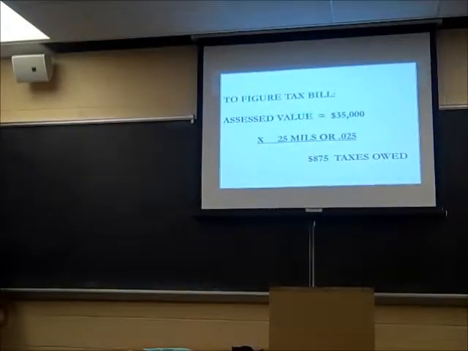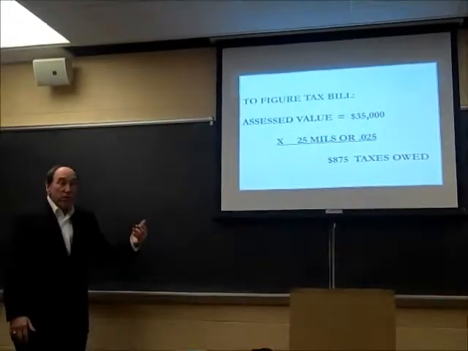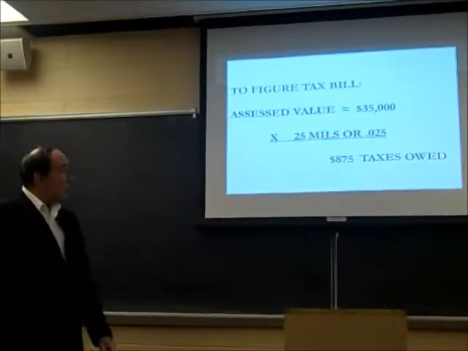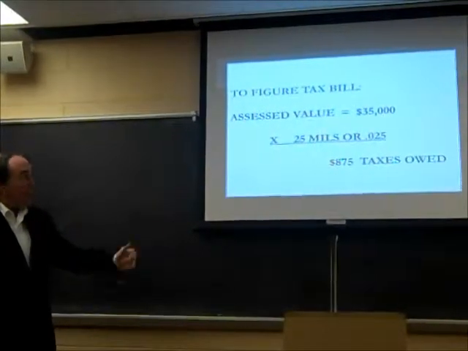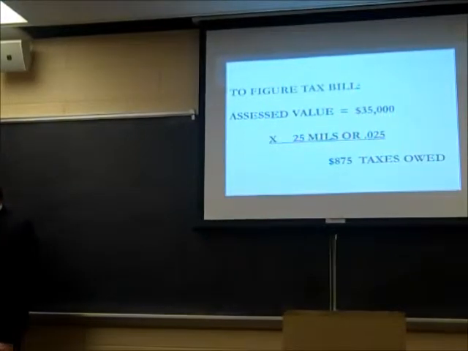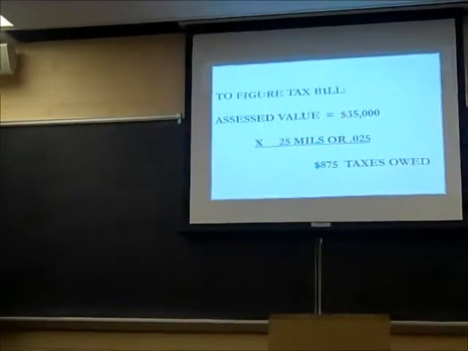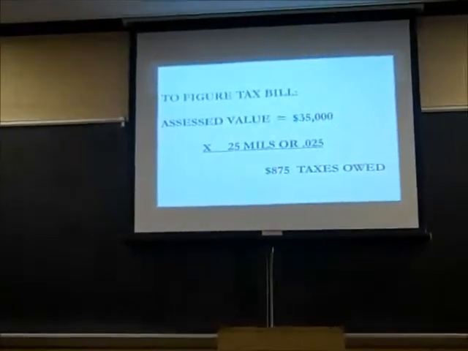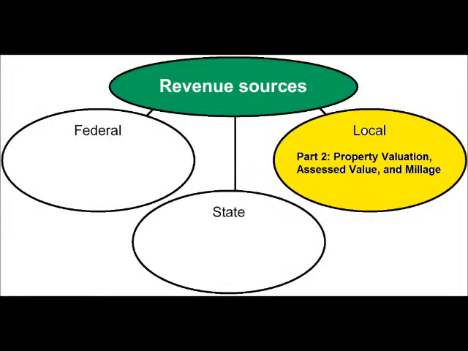So, as we said, you take your assessed value: a $100,000 home in Ohio is assessed at $35,000. At 25 mills, that's $875 in tax, the initial amount that you would be paying. This concludes part 2 of Local Revenue Sources.